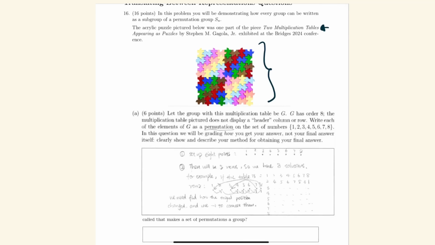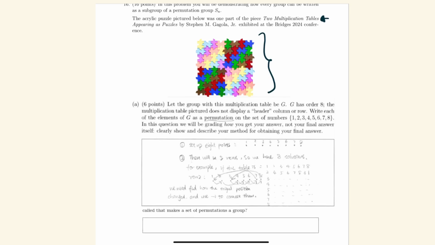Now, in the first part of this version, you're asked to write the elements of G as a permutation. And we know that we can do that from Cayley's theorem. One of the things that visual group theory does when proving Cayley's theorem is it gives a step-by-step procedure for turning any group into a set of permutations by using the Cayley table. And that was one of the things that I had reminded you to review when we talked about Cayley's theorem.